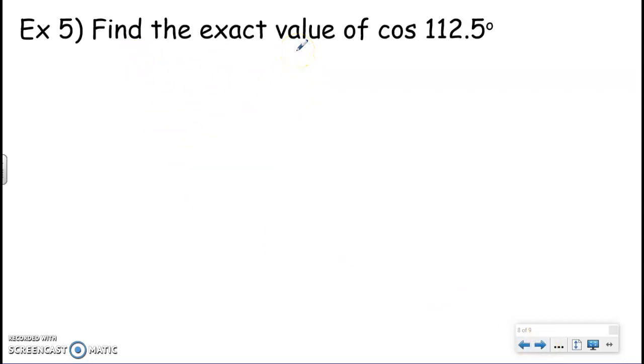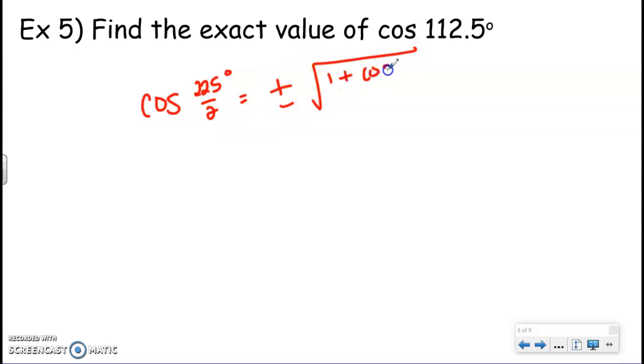Find the exact value of cosine of 112.5 degrees. So cosine of 112.5 is the same as cosine of 225 divided by 2. So we're going to use a half angle for 225 here. Okay, so cosine of 225. We're going to do plus or minus, and it's just going to depend on the quadrant. Plus or minus the square root of 1 plus cosine of 225, divided by 2. I'm going to draw this. Okay, so 225 is actually down here in quadrant 3, so 180 plus 45. So this is 225 here.